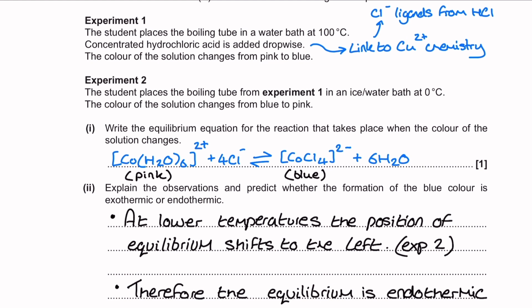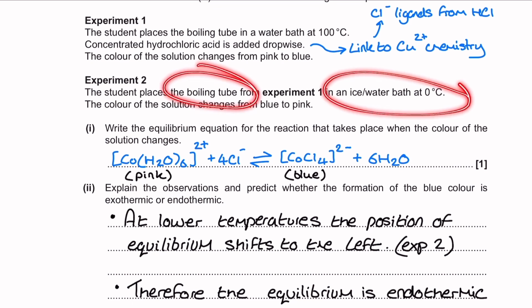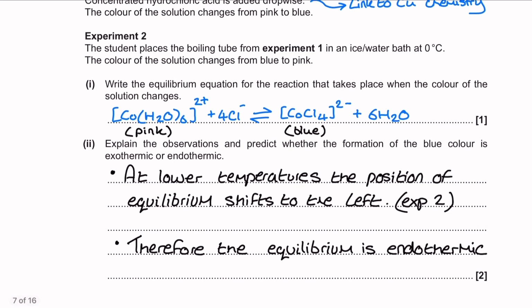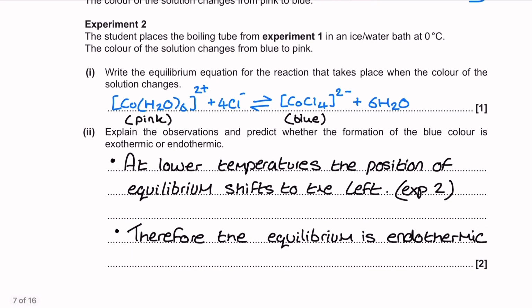Then, in experiment 2, they put the boiling tube in an ice water bath at 0 degrees C. The colour of the solution changes from blue to pink. So even though the Cl- ligands are available, the equilibrium shifts to the left and makes this pink solution again when you put the boiling tube in cold water. And the reason for that is because the equilibrium is going to shift depending on that temperature change. And so we're moving the position of equilibrium using temperature there.